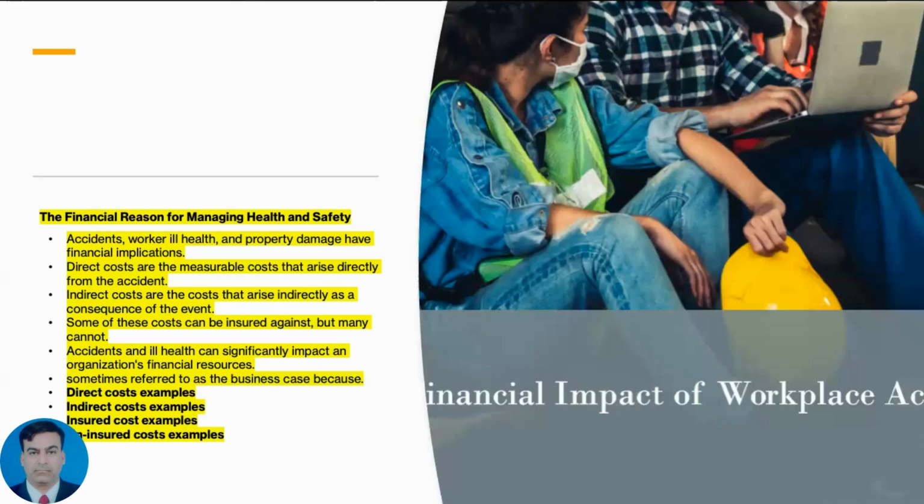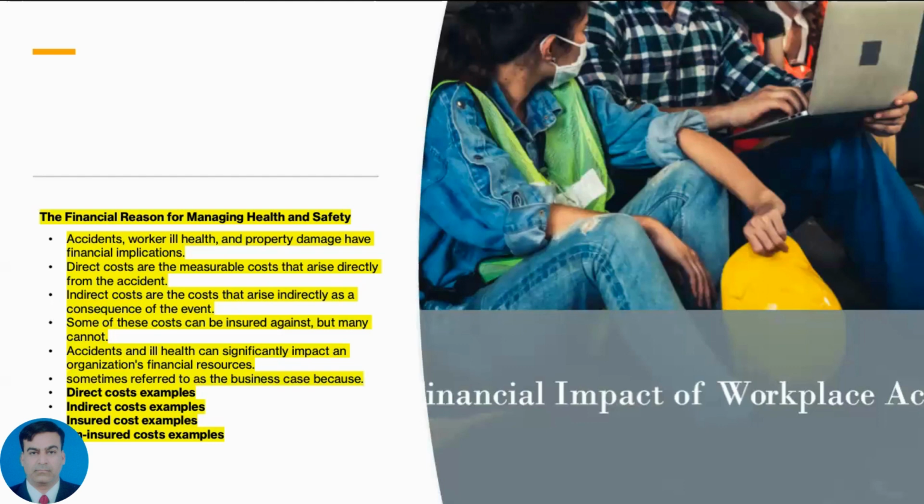That's why it is important to note that these examples may vary depending on the specific circumstances and industry. Organizations should assess their own direct costs based on their operations and the potential risks they face. Now, coming on to the indirect costs. Indirect costs are the costs that result as a consequence of an incident or event. Unlike direct costs, which are measurable and directly linked to the incident, the indirect costs are often more difficult to quantify precisely and may be harder to identify.